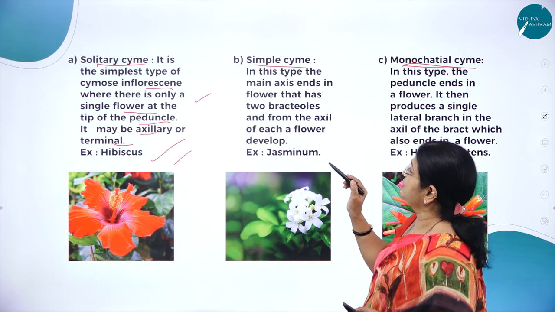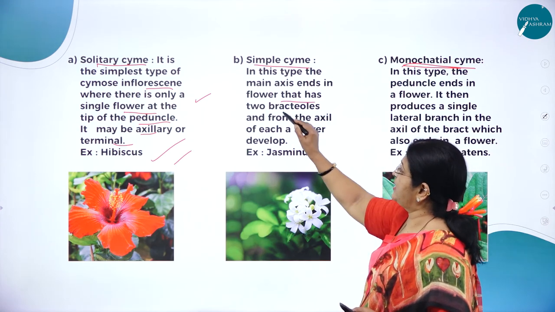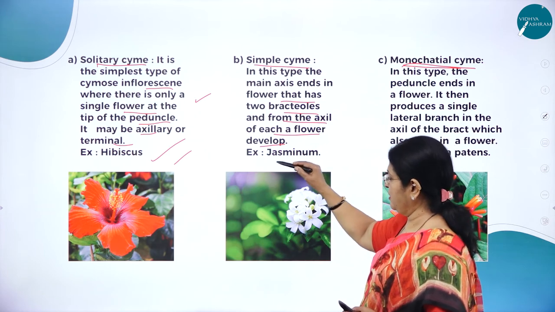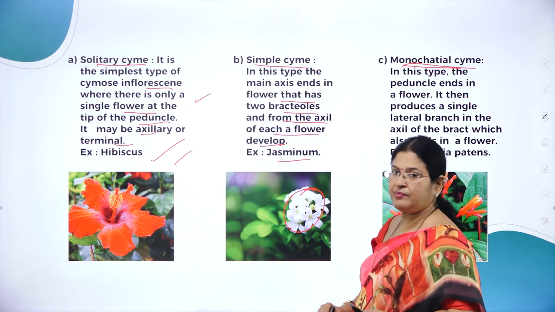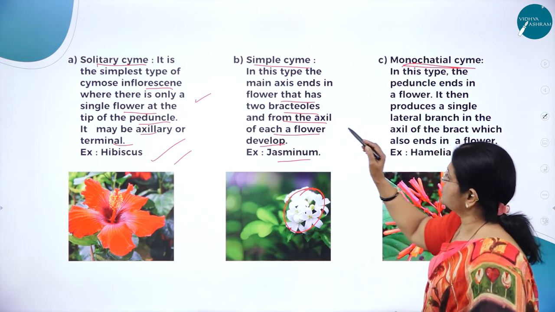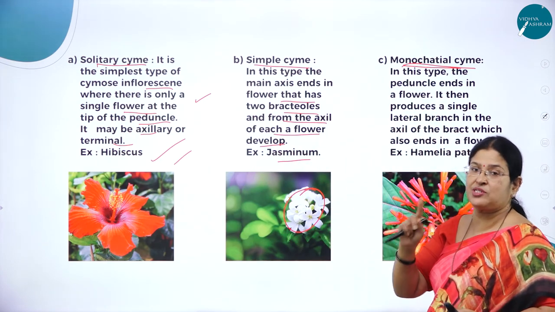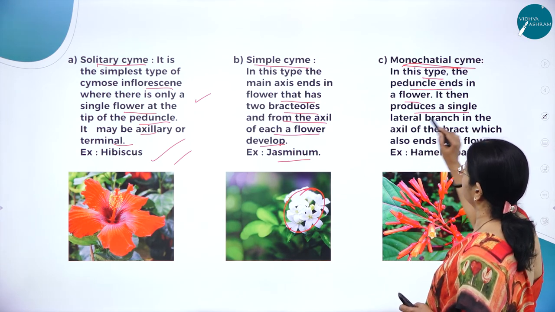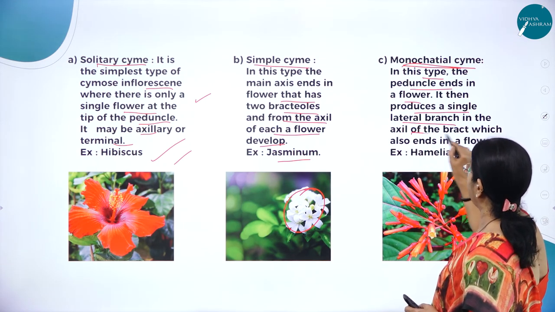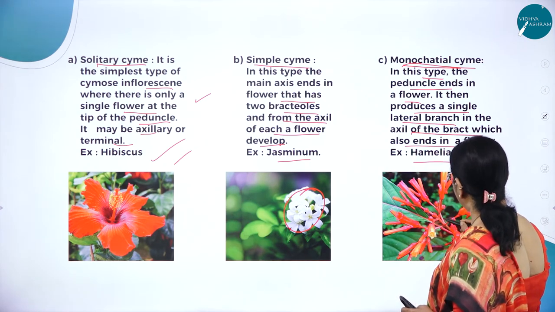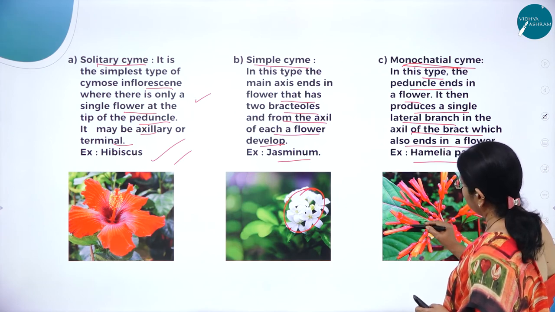Moving on to simple cyme. In this type, the main axis ends in a flower that has two bracteoles, and from the axil of each, a flower develops. Example, jasmine. It is called simple cyme. That is called solitary cyme and this is called simple cyme. Mono means what? Single. In this type, the peduncle ends in a flower and then produces a single lateral branch in the axil of a bract which also ends in a flower. Example, Himalayan pattern. Here you can see how it is ending.